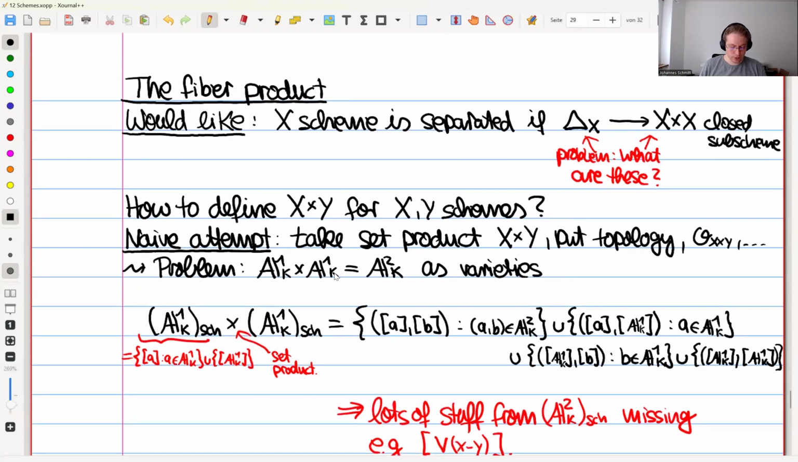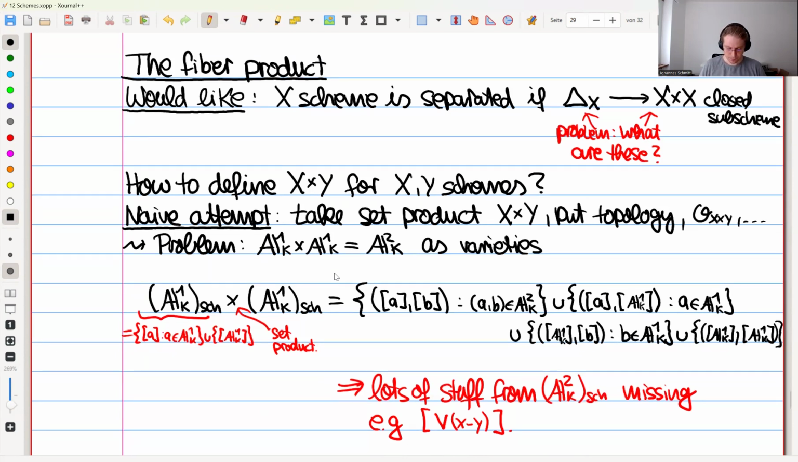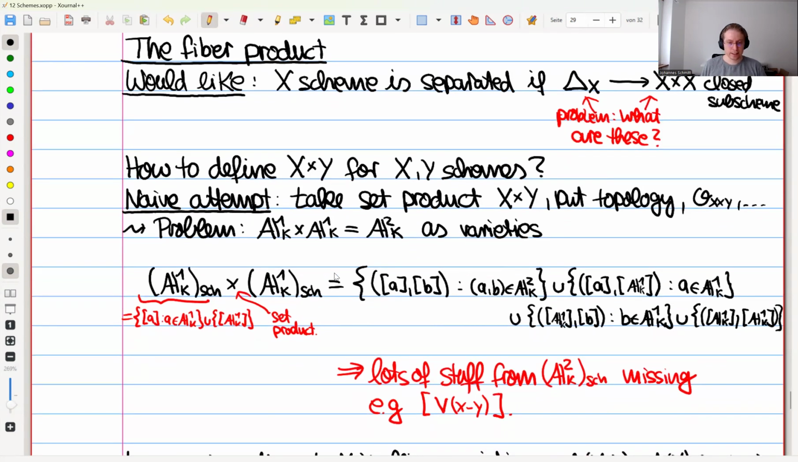So we could do a naive attempt and take just the set-theoretic product, right? This did work for varieties. So the variety X cross Y as a set is just really X cross Y. And then we had to be careful what topology we put, what functions we allow, and so on. But at least this worked last time. The problem is the schemes are kind of too big for this to make sense.